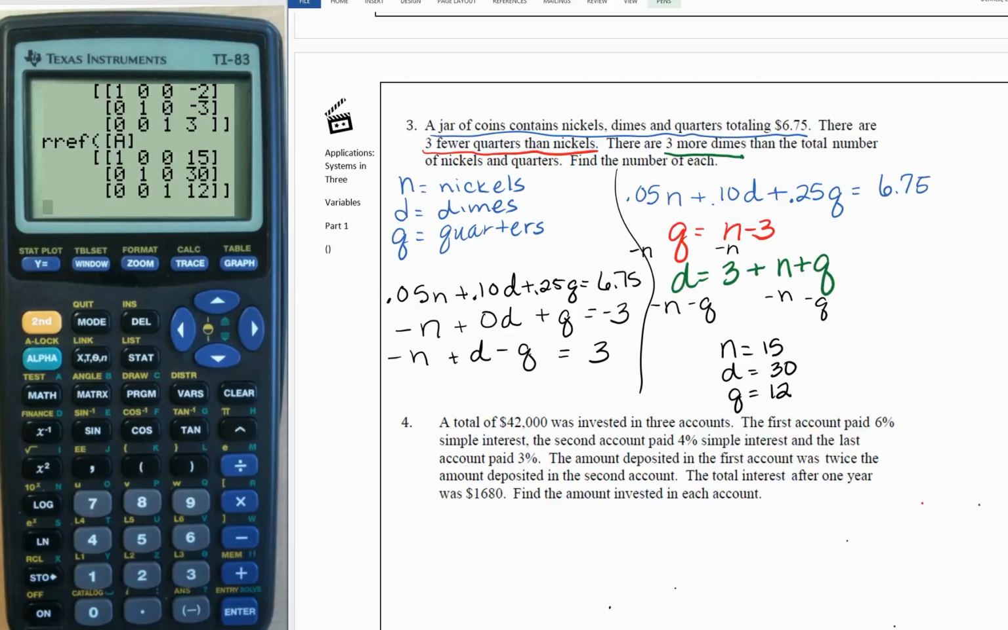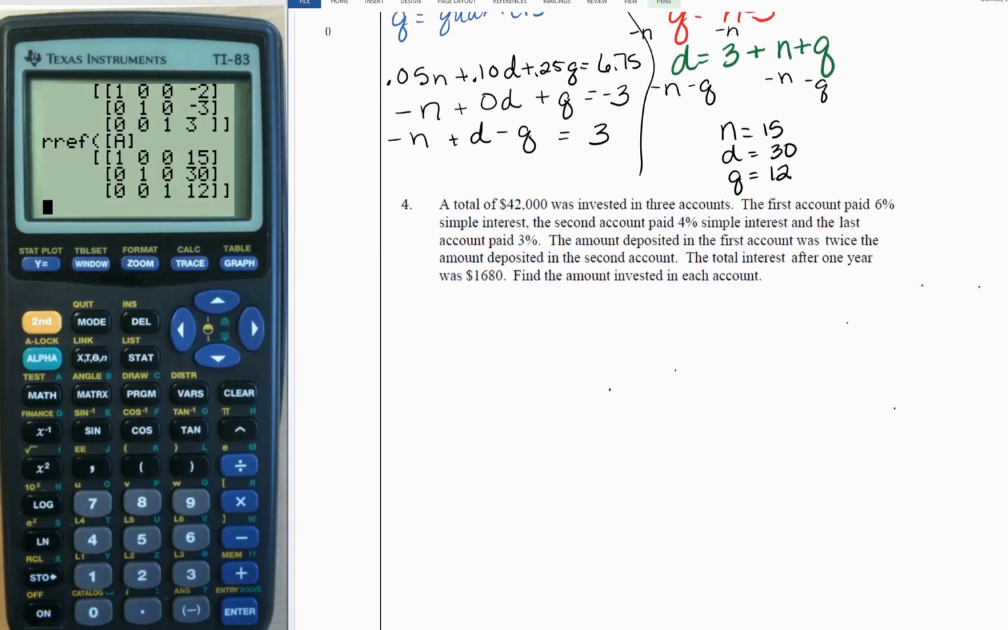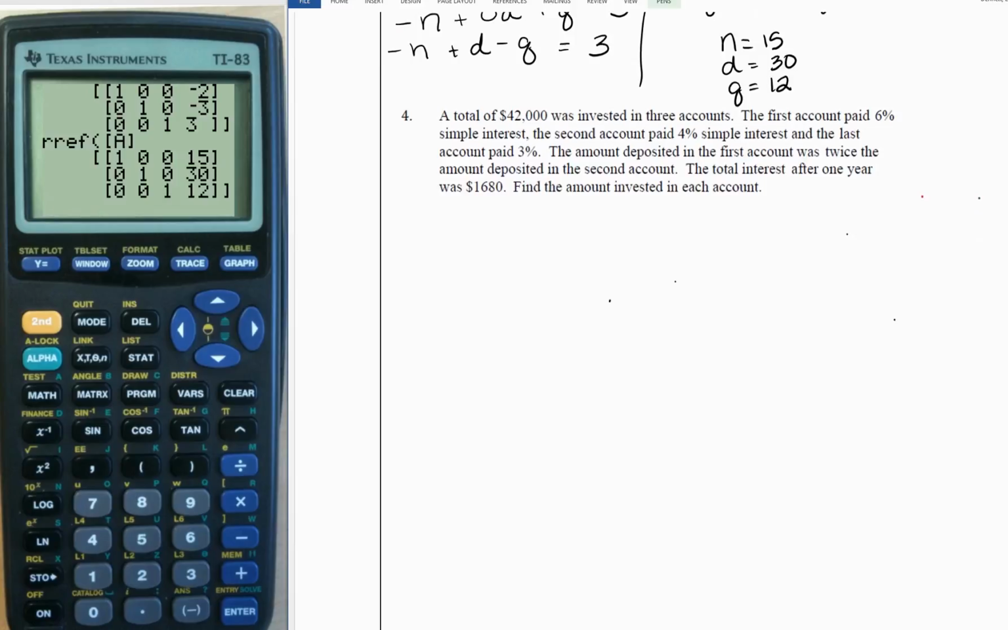Okay, now let's go ahead and look at the next one. It says a total of $42,000 was invested in 3 accounts. The first account paid 6% simple interest. The second account paid 4% simple interest, and the last account paid 3%. The amount deposited in the first account was twice the amount deposited in the second account. The total interest after 1 year was $1,680. Find the amount invested in each account.